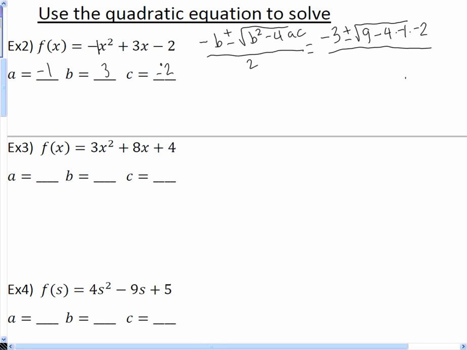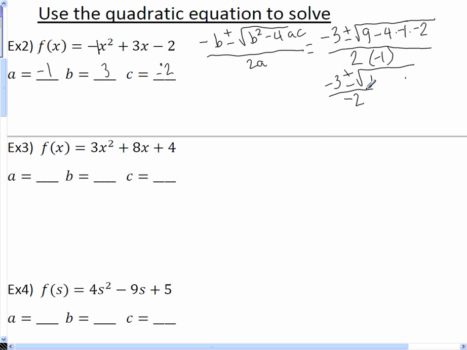over, I'm using a new tablet today, so it's going to be a little bit messier, over what? Over 2a, 2 times what? Negative 1. Okay? And go ahead and just do the math now. Negative 3 plus or minus the square root of what? Well, let's do this math over here. We have 4 times a negative 1 times a negative 2. Negative 1 times negative 2 is 2, and 2 times 4 is 8. So it's 9 minus 8, which is 1, over negative 2.